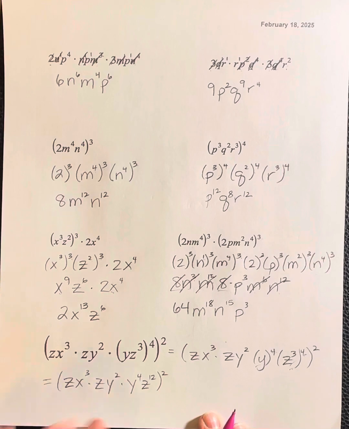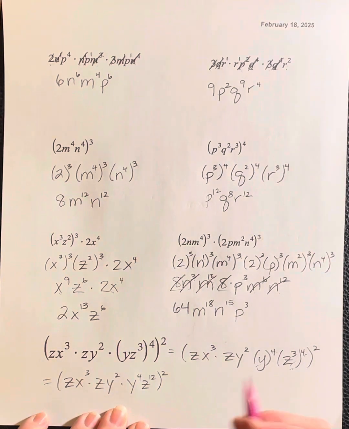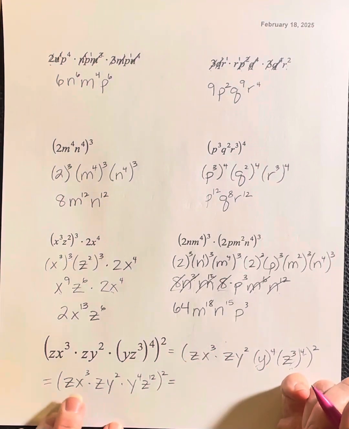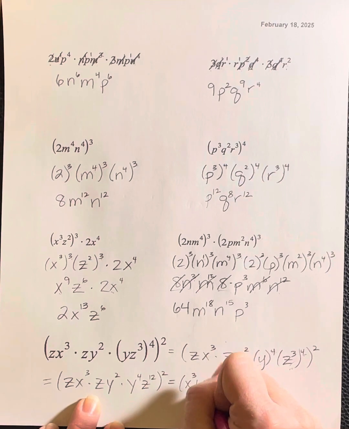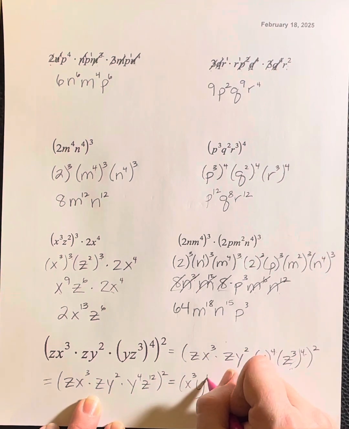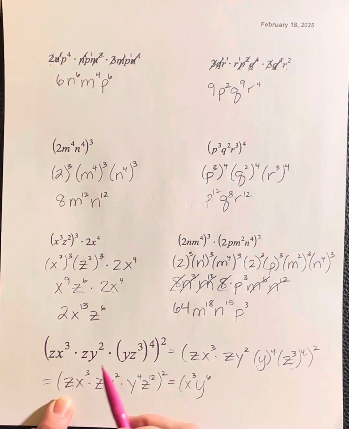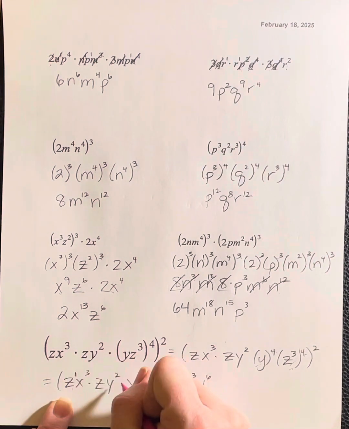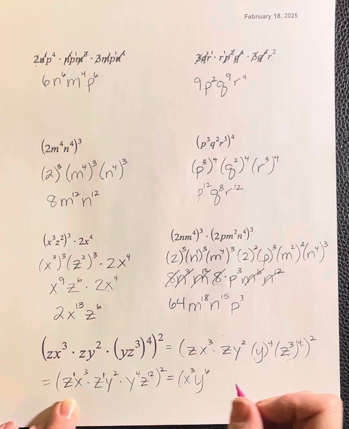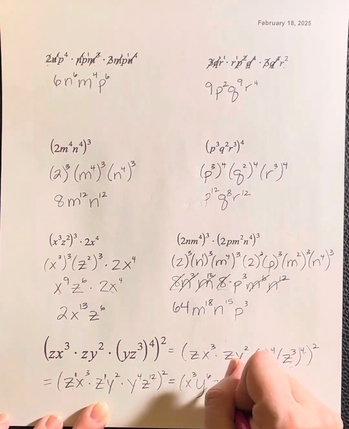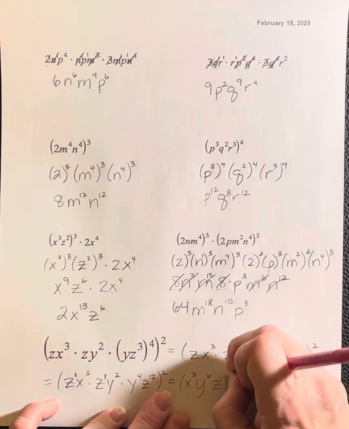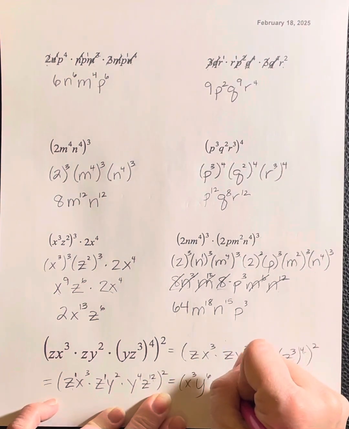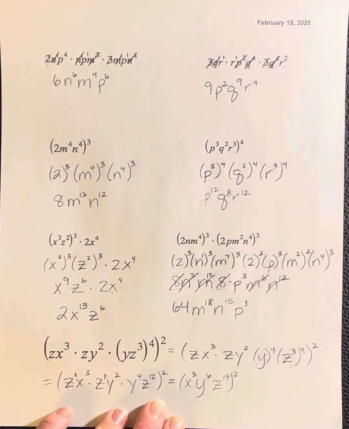I'm going to clean all that up because there's all those z's. So I have x to the 3rd, y to the 2 plus 4 is 6, and z to the 1 plus 1 plus 12, or 14. Oops. 14. 14 attaches to the z, and then all of that's going to get squared.